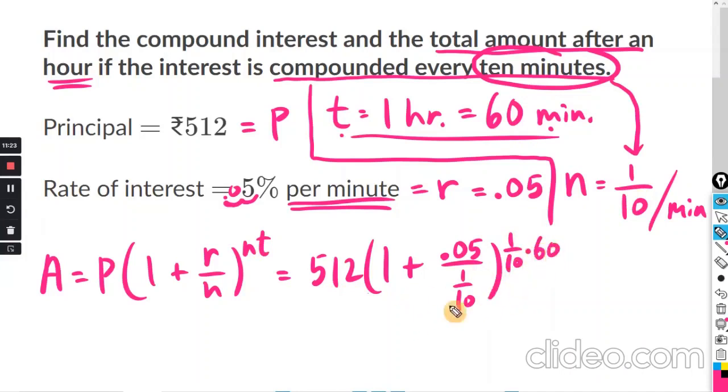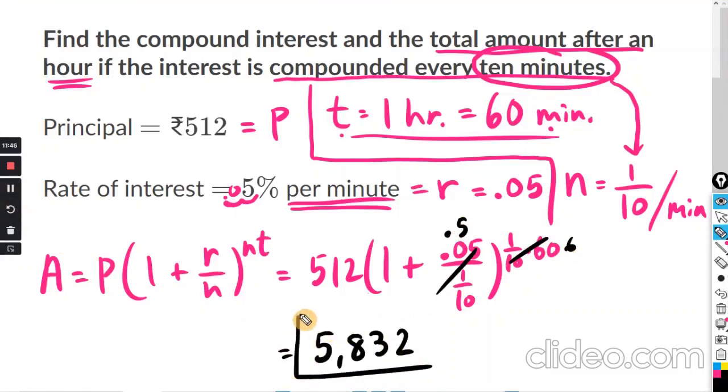Now, you can clean this up if you want to. I like to let the calculator do the work, but dividing by 1/10 is the same as multiplying by 10. So you can say 0.05 times 10 is just 0.5. And you can say 1/10 times 60 is just 6, if that helps. And I get 5,832.